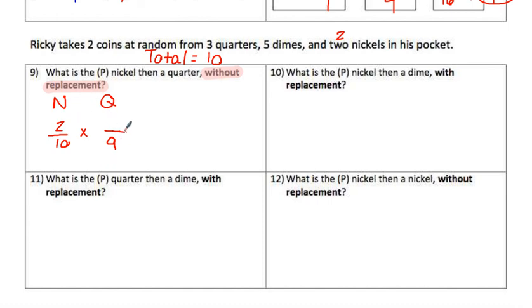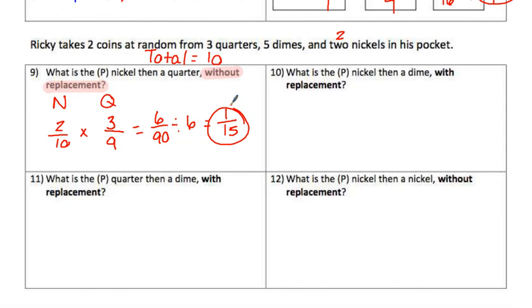So I chose a nickel and I took 1 out of the total of my pocket. And then I have to put how many quarters there are. There's 3 quarters. Now, don't drop the quarters. The quarters have to stay 3 because I didn't choose it yet. Now I can multiply. I get 6/90. And then I can divide by 6, and I'm left with 1/15 as my final answer.